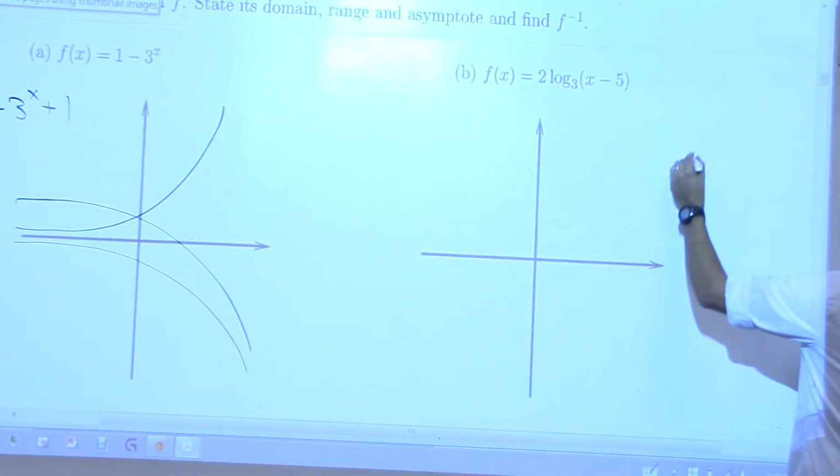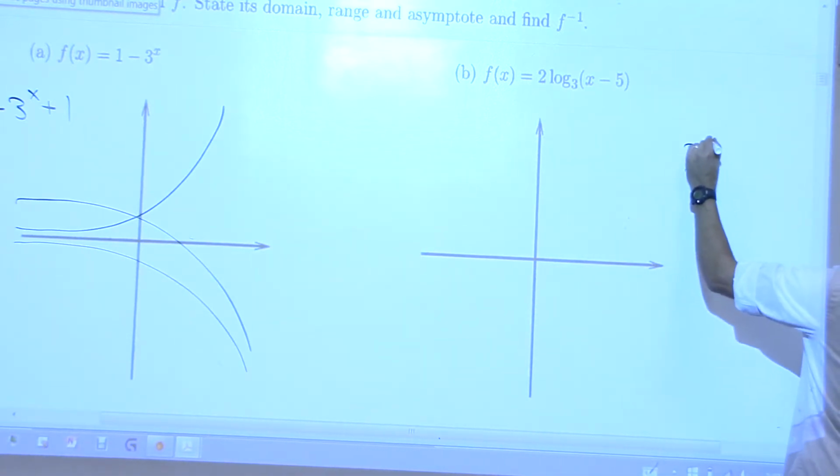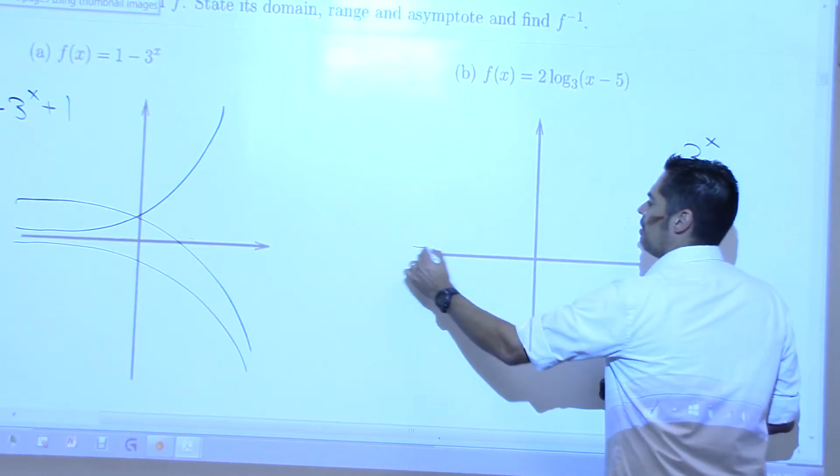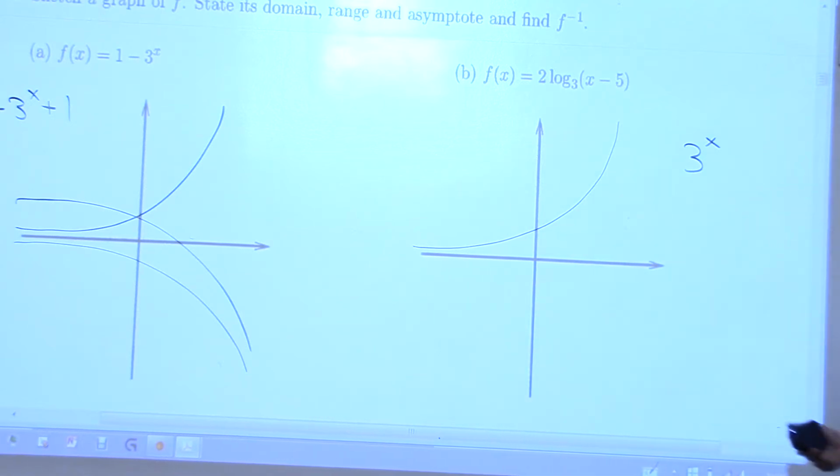You need to know what I'm first going to graph: 3 to the x, because that's your inverse of that. So 3 to the x again looks like this. And then it's going to go to the right. Well, hold on. No, we graph the inverse first, then move it around. Oh, okay. So that's 3 to the x, right?